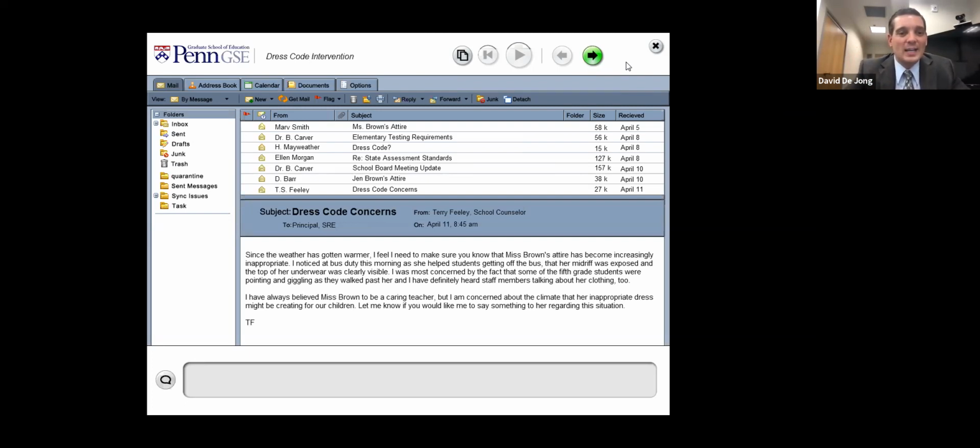This is from Terry, the school counselor. Since the weather has gotten warmer, I feel I need to make sure you know that Miss Brown's attire has become increasingly inappropriate. I noticed at bus duty this morning, as she helped students getting off the bus, that her midriff was exposed and the top of her underwear was clearly visible. I was most concerned by the fact that some of the 5th grade students were pointing and giggling as they walked past her, and I've definitely heard staff members talking about her clothing too. I've always believed Miss Brown to be a caring teacher, but I'm concerned about the climate that her inappropriate dress might be creating for our children. Let me know if you would like me to say something to her regarding this situation. Terry Feely.